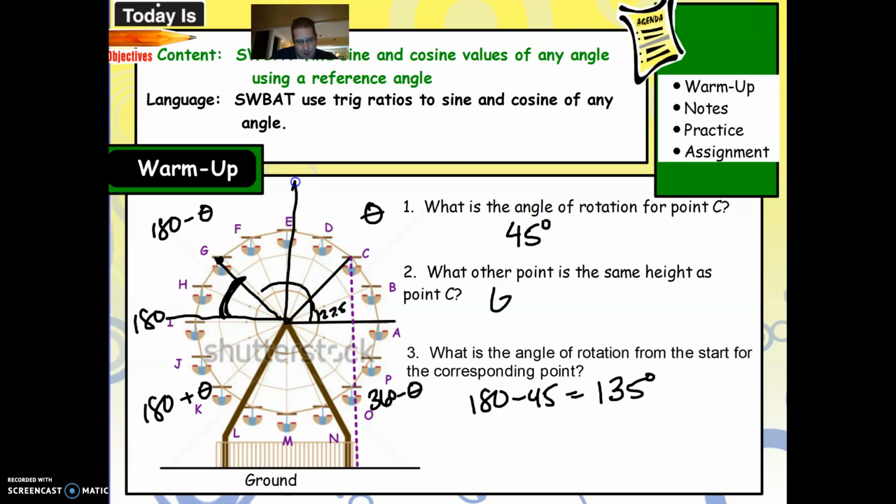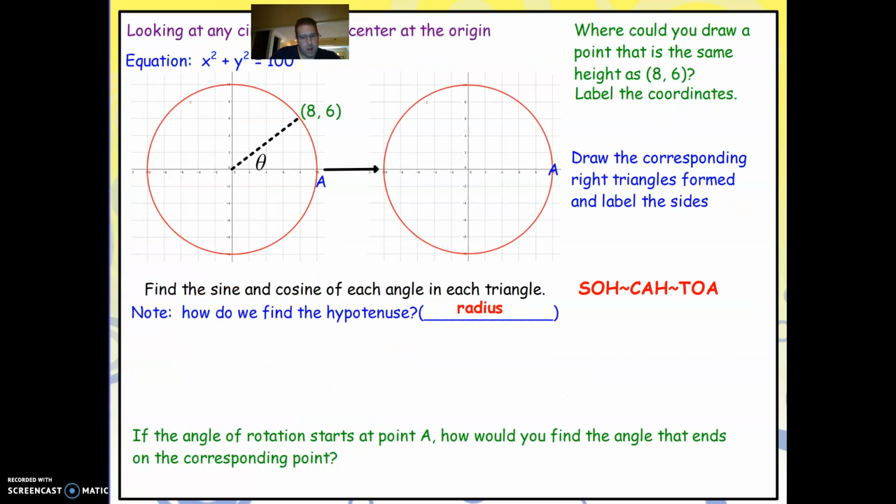And when I say here, I'm splitting it up into 4 quadrants. If it's in quadrant 1, it's just the reference angle. If it's in quadrant 2, it's this, because it's going to be 180 take away whatever that reference angle is. This is going to be 180 plus the reference angle, and this is going to be 360 minus the reference angle. So it really just depends which quadrant that you're in.